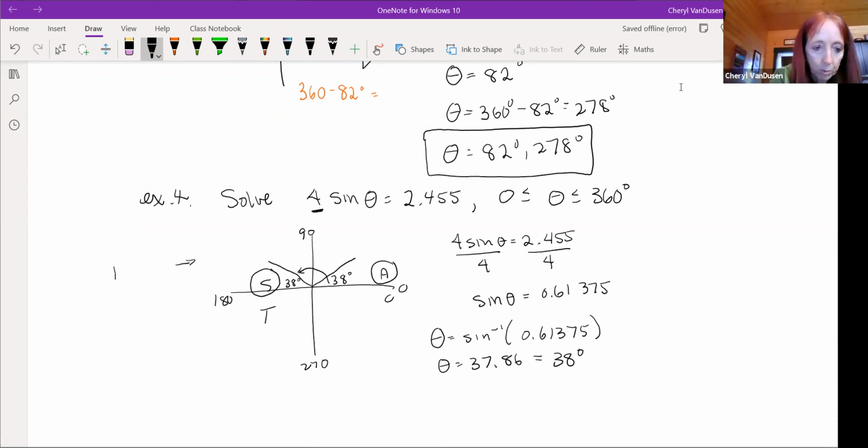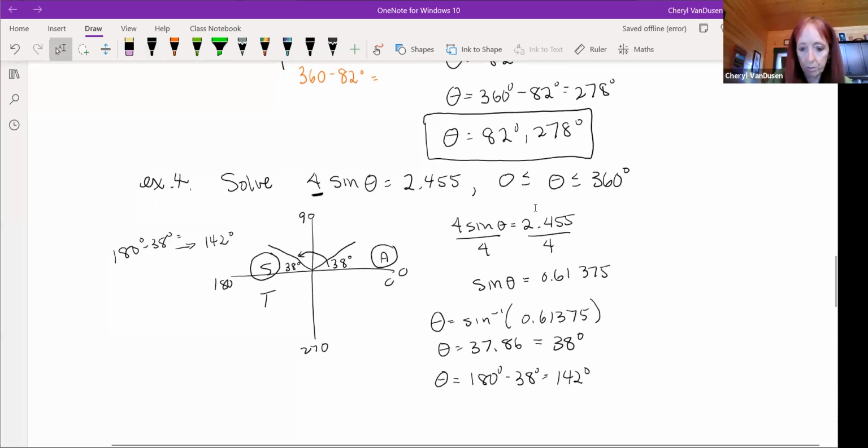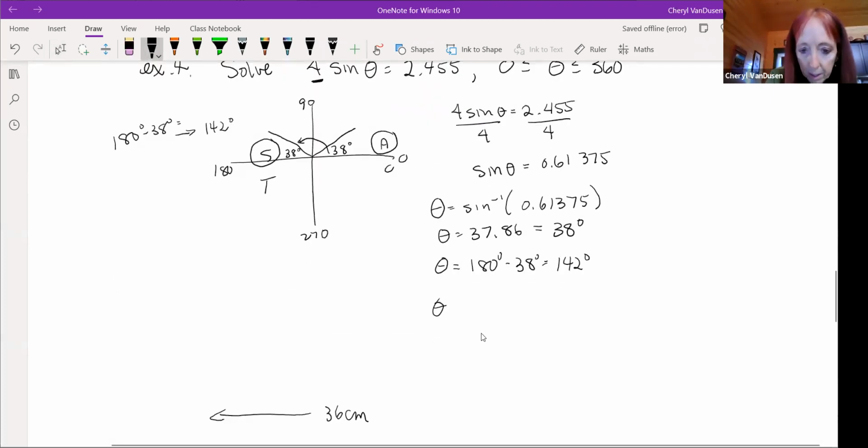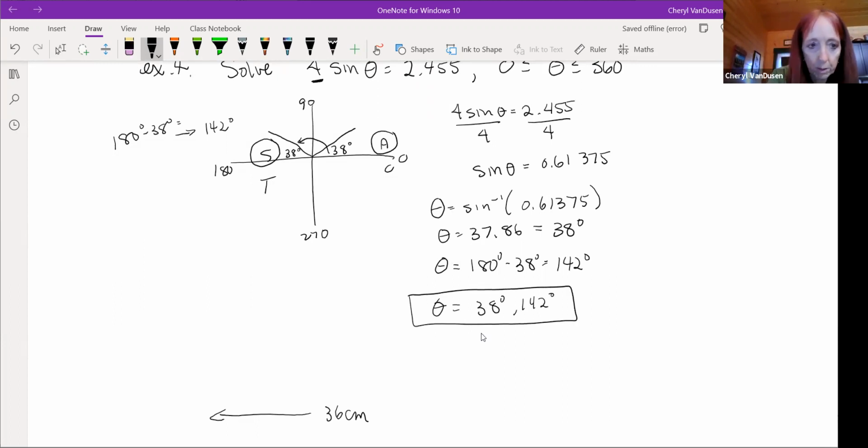So in this quadrant, we go 180, because that would be around halfway. You subtract the 38 degrees, and you get your second angle, 142. So our second angle here, I'll put the work down here, 180, take away 38 degrees is 142 degrees. And so moving us down a little bit, our final answer then is 38 degrees or 142 degrees. Okay. There we are. So that's going to wrap up the portion on working on special triangles and the cast rule.